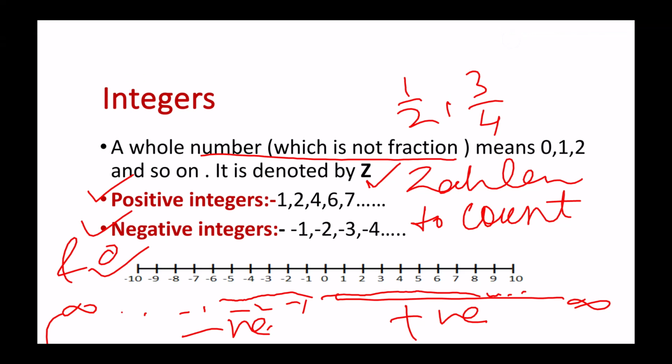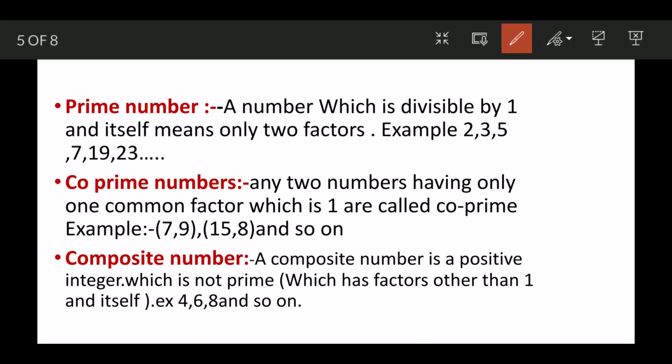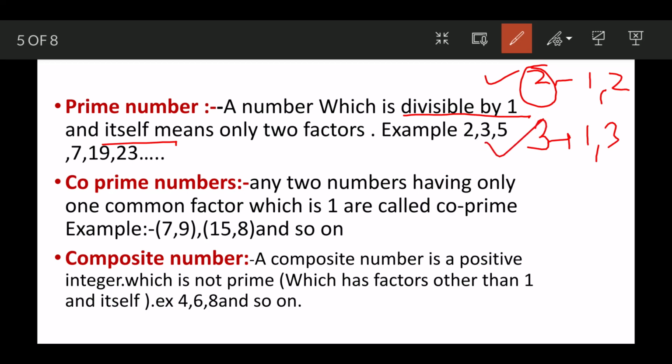Moving to the next, here is prime number. A number which is divisible by itself and 1, means it has only two factors, is called a prime number. Let's take an example, 2. 2 has two factors, 1 and 2 itself. So 2 is a prime number and here we can note that 2 is the smallest prime number. Now take the example of 3. It has two factors, 1 and the number itself. So 3 is a prime number.